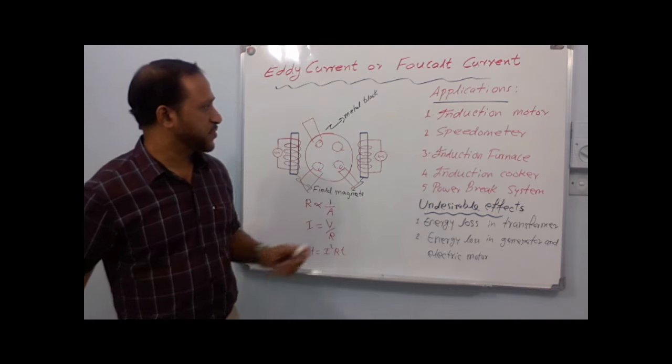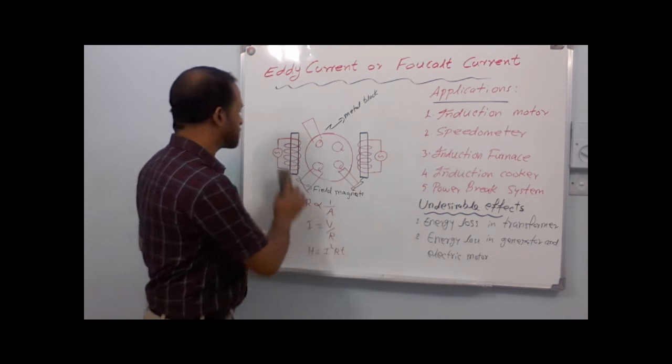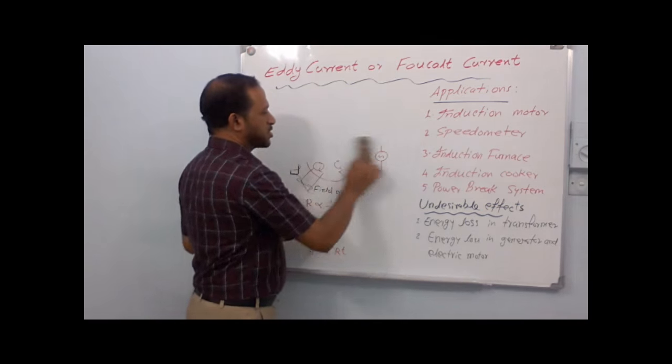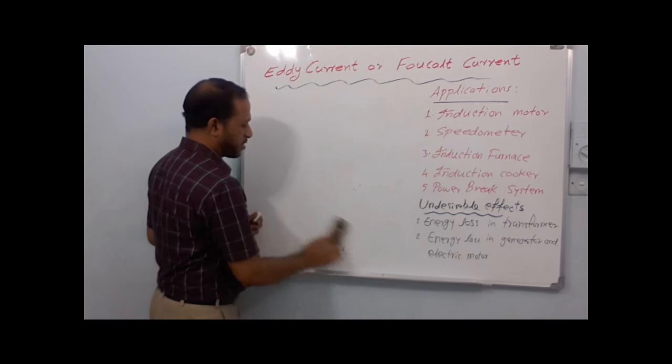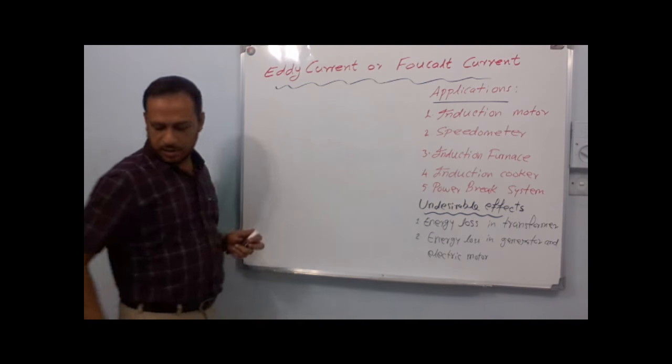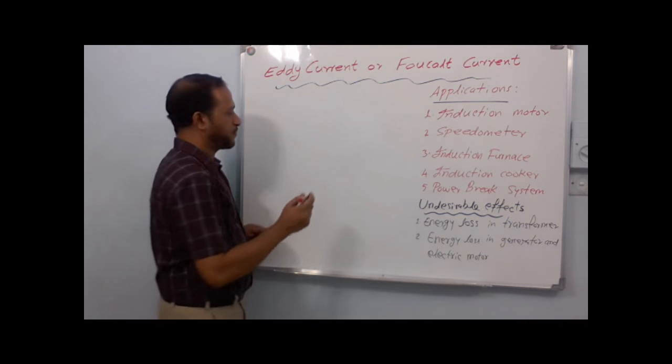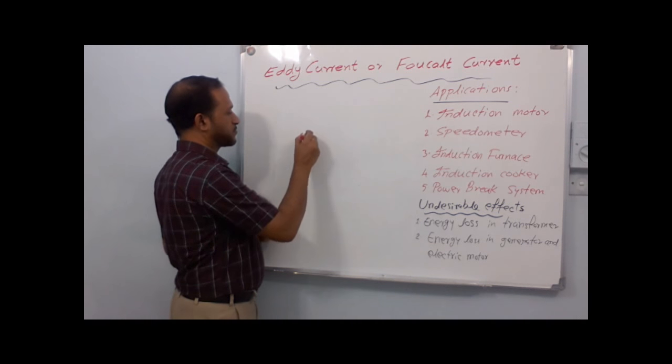Another application is the speedometer, the speedometer of our vehicles. The speedometer of our vehicle is again based on eddy current. The speedometer consists of an aluminum cylinder.